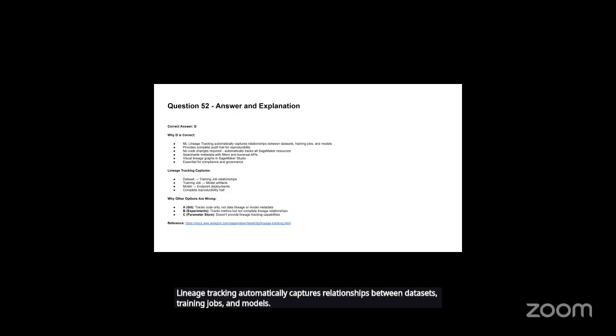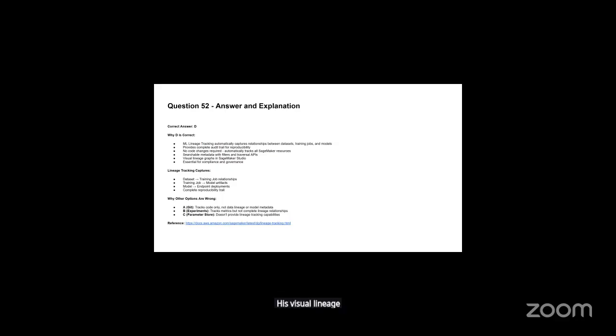Lineage tracking automatically captures relationships between datasets, training jobs, and models. It provides a complete audit trail for reproducibility. There are no code changes required. It automatically tracks all SageMaker resources. It's searchable with metadata filters and traversal APIs. There are visual lineage graphs in SageMaker Studio, and it's essential for compliance and governance.